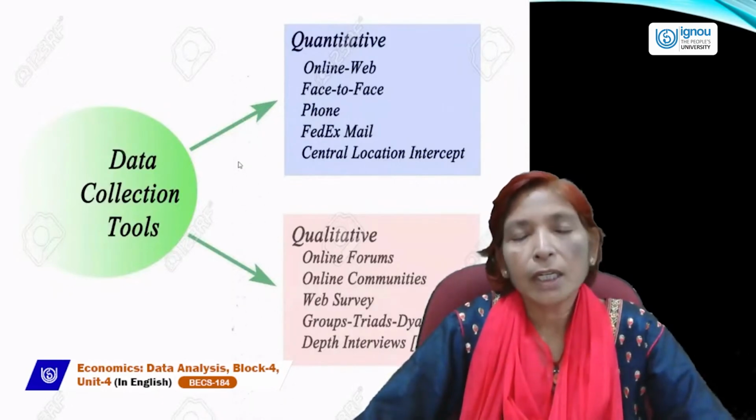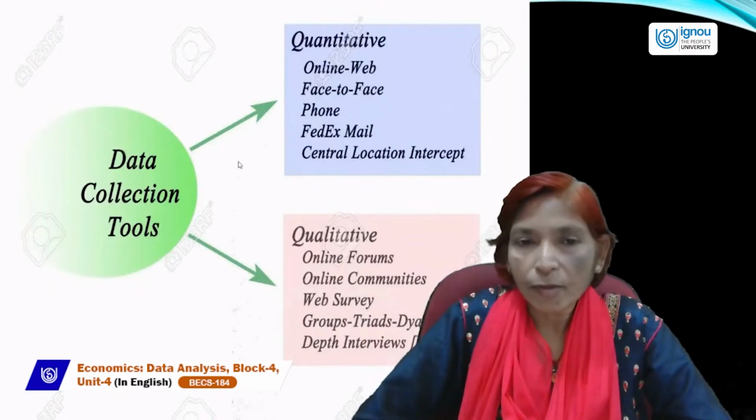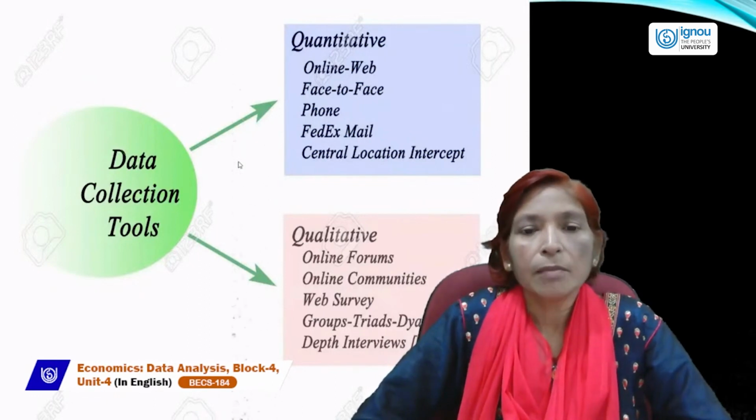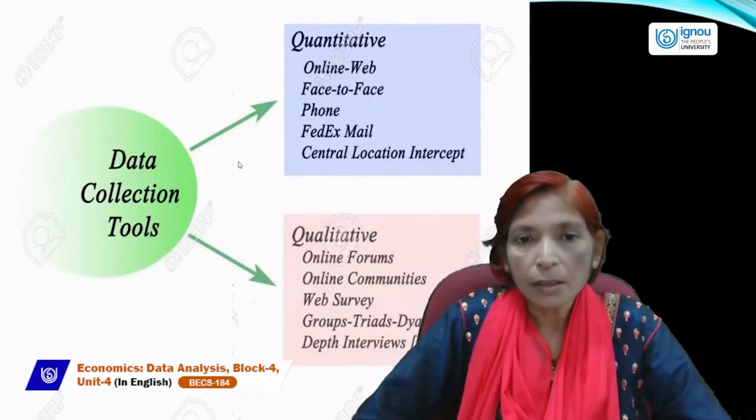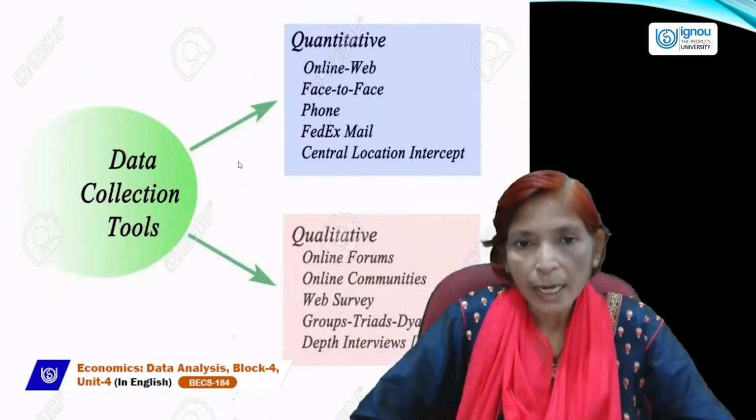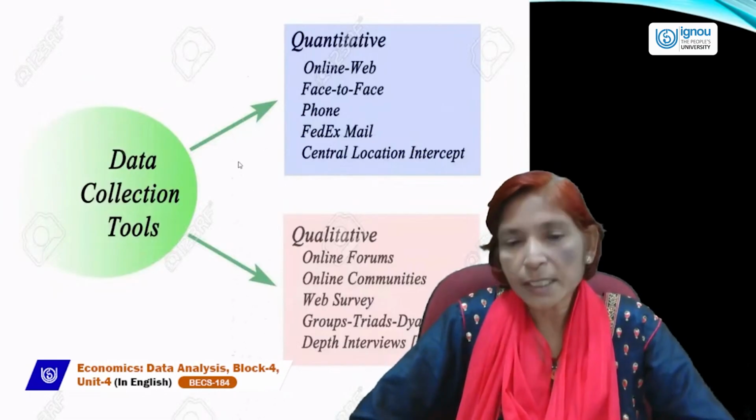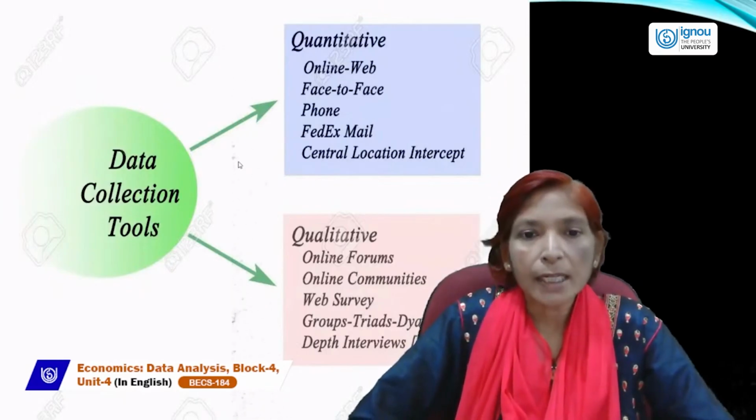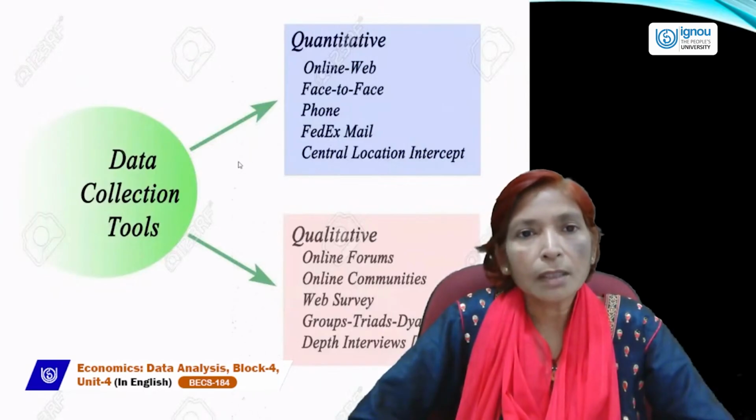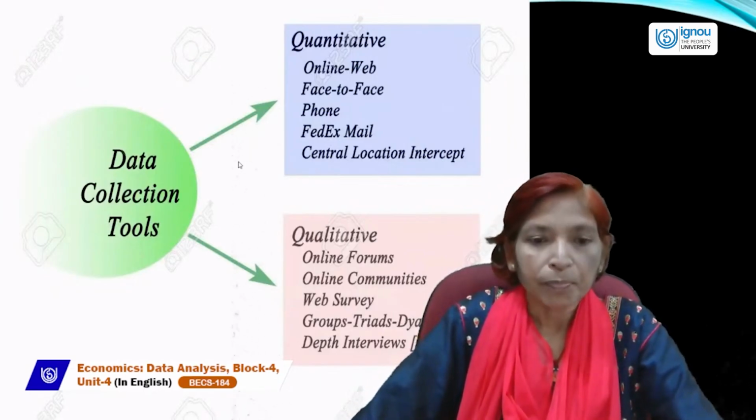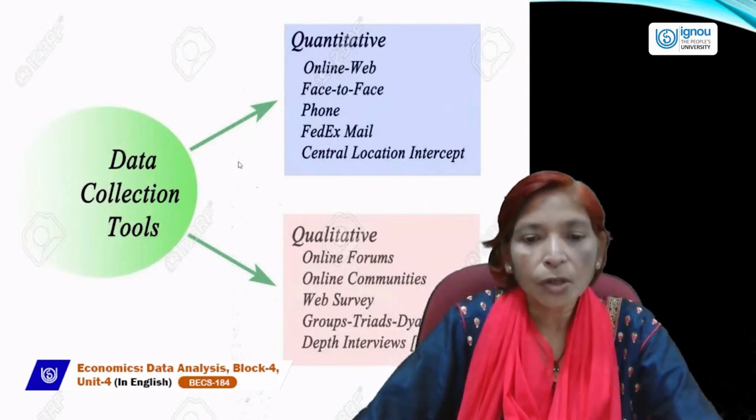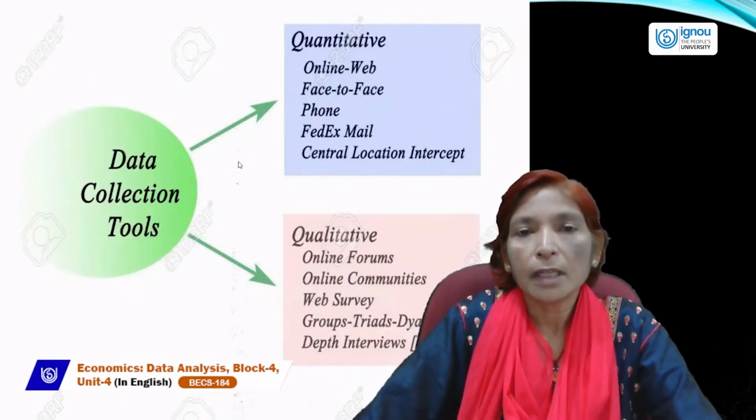In quantitative data collection, we can use online web, face-to-face interviews, and telephonic interviews. We can also mail a questionnaire, send it through our phone, and get information from respondents who are giving answers to our questionnaire. Next is central location intercept. So these are the tools of quantitative data collection. Next are the qualitative tools, like online forums, online communities, web surveys, focus groups, diaries, and depth interviews.